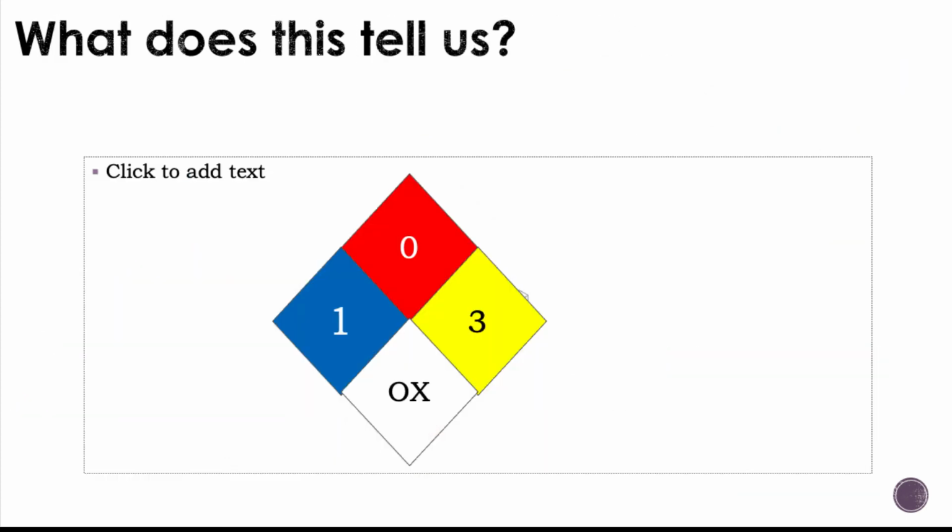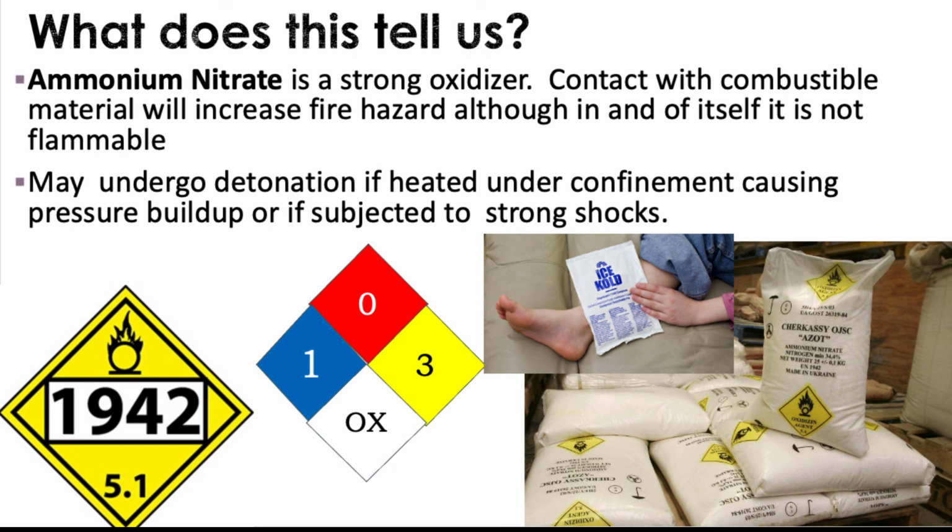Okay, now what does this one tell us? Oh, I wish I could hear your answers. Well, it's not flammable. It's a mild health hazard, but it's an oxidizer and quite reactive, right? 3 out of 4. And so this is the symbol for ammonium nitrate, which is a very strong oxidizer. Contact with combustible material will increase fire hazard, although in and of itself it is not flammable. That's the cool thing about the oxidizer. It just makes stuff more reactive.